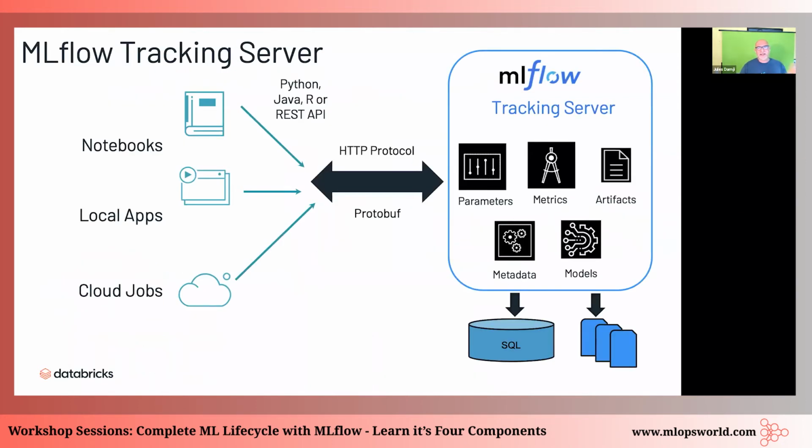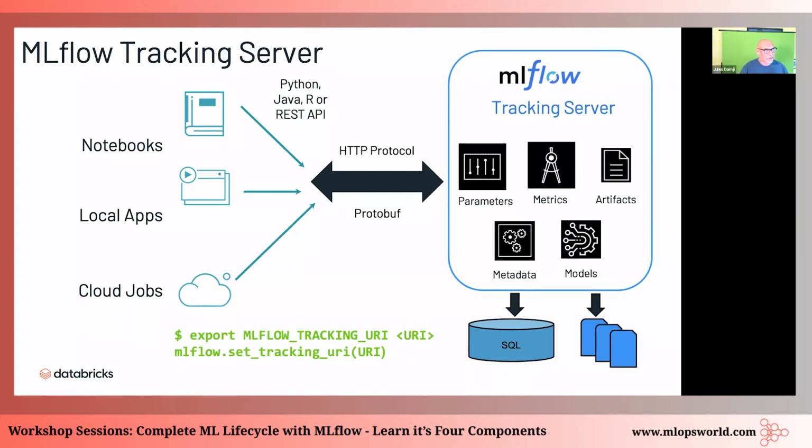And the architecture is very simple. You have a tracking server that can run remotely, or it can run locally if you're running on a local machine. And you can write this MLflow code in Python, in Java, in R, or use the REST API, in a notebook, or on a local IDE. You can run that as cloud jobs and so on and so forth. And the only thing you need to do is export your tracking URI to say where your tracking server is running.